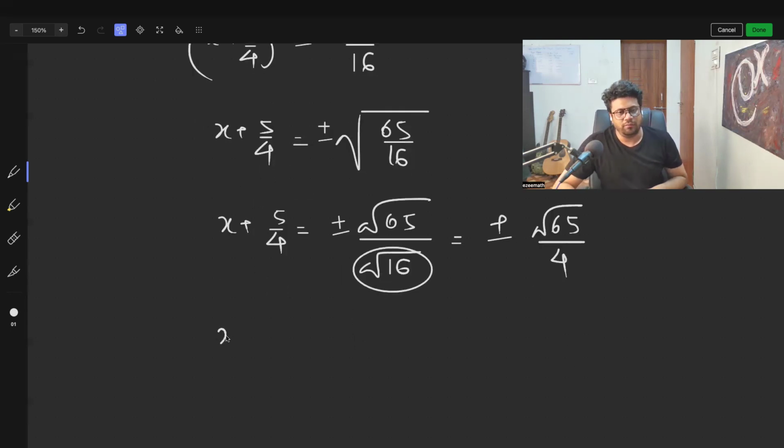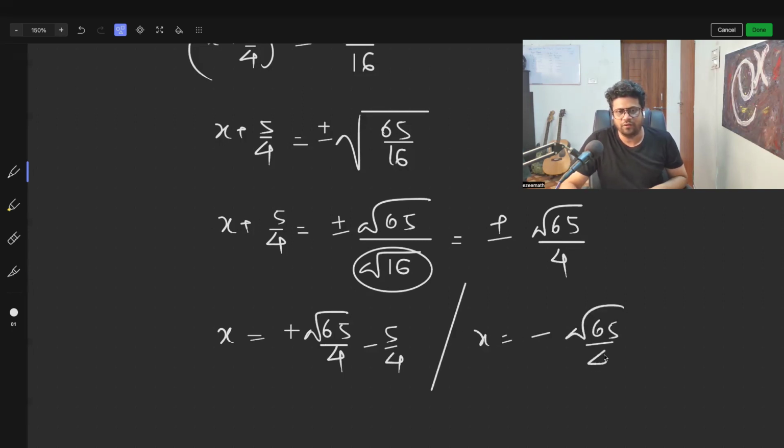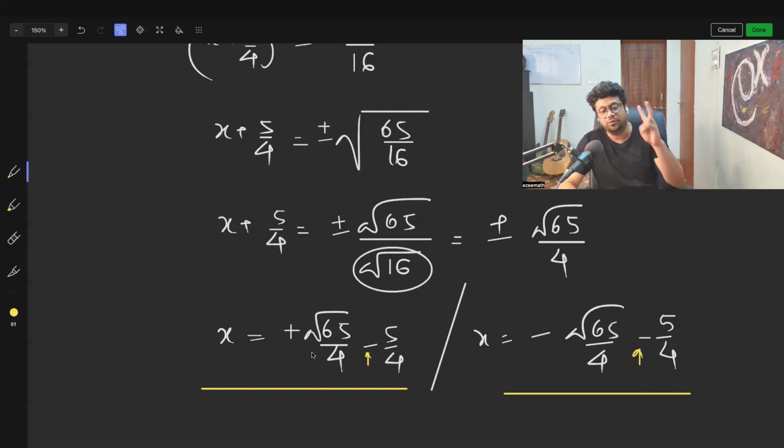Now we're going to get rid of that plus 5 by 4. Well, you're going to get x equals to negative root 65 by 4 plus minus a 5 by 4. Every time you get rid of that plus 5 by 4, bring it to the other side, it's going to turn into a negative 5 by 4. But a plus root 65 by 4 will give you one solution and a negative root 65 by 4 will give you another solution. There are going to be two x values here.